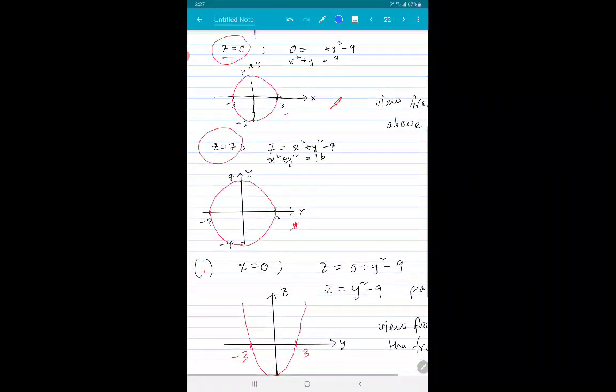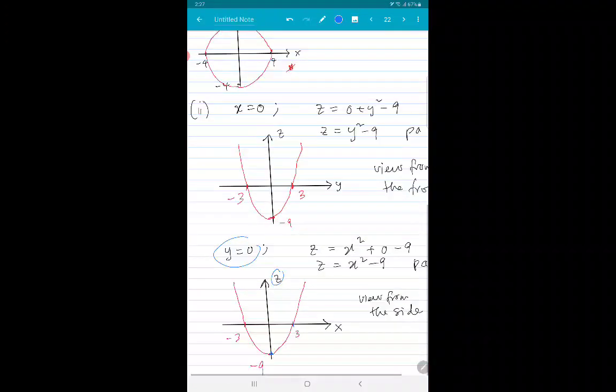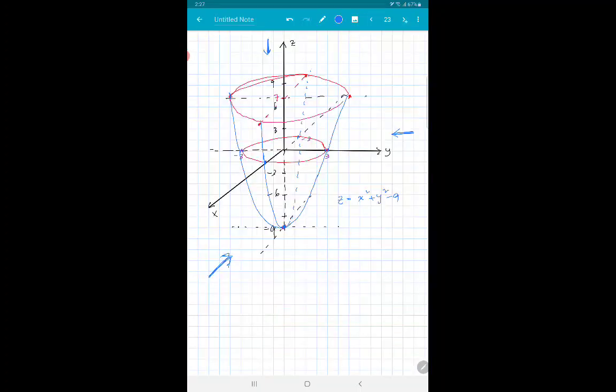That's how you sketch a surface, by plotting a few level curves, so that you have a view from above, and also 2 traces. One is for x constant and one is for y constant, so that you get a view from the side and the front. Then put them together, and you get the surface of your function. Thank you.